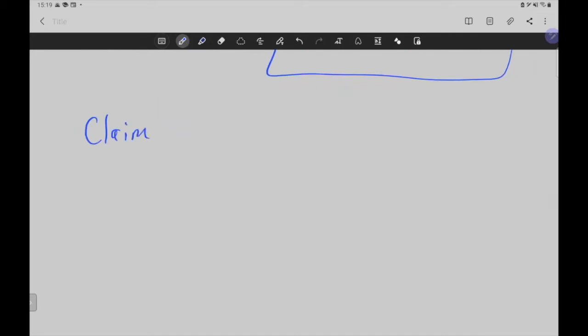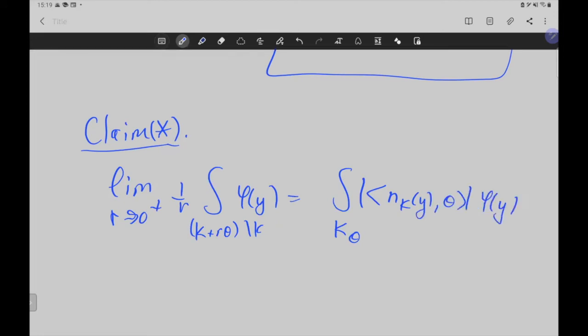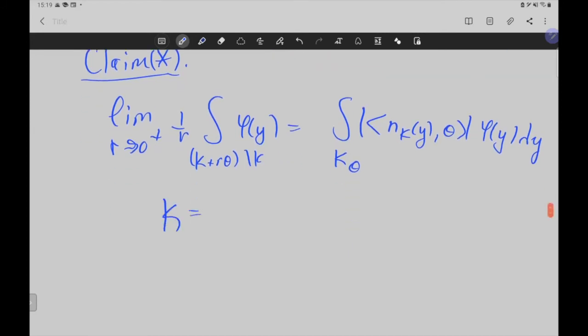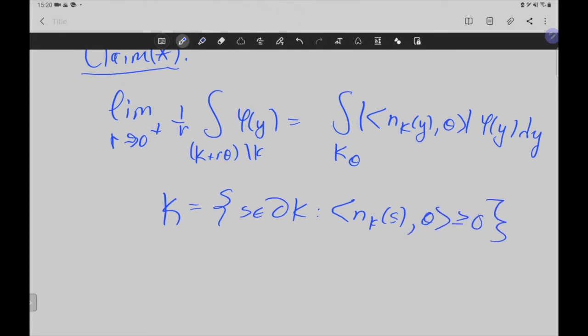And here's the key claim. And this is where most of the fighting goes. I'll call it claim star. Most of the fighting involves showing that the limit as r goes to zero from the right of 1 over r, the integral over K plus r theta minus K of phi of y, is in fact equal to some integral over a set K theta. I'll call it this, the absolute value of the scalar product of the outer unit normal of K at y with theta, phi of y dy. And here K theta is this kind of goofy looking set. It's the set of all, let's say, s in the boundary of K, so that the scalar product of the outer unit normal of K at s with the direction theta is always greater than or equal to zero. So this is the guy that we'll fight with.